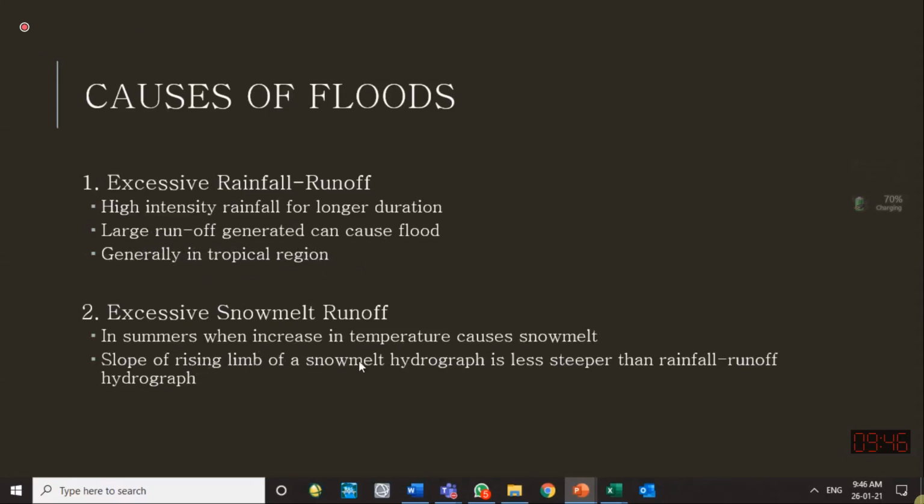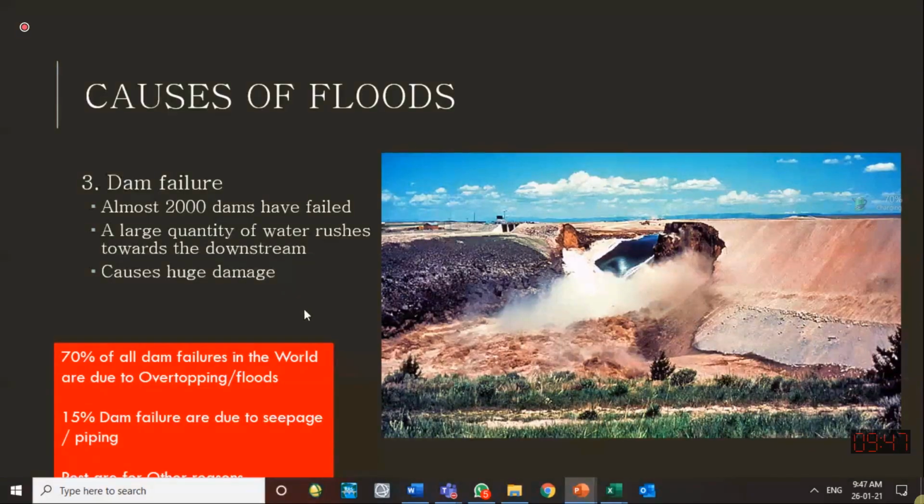Snow melt in summers, when increase in temperature causes snow melt, then flows are high, and at some place the river bank or river capacity is breached, and the flow starts overflowing the bank of the river. So we say flooding has occurred, and in that case, the reason was the snow melt, excessive snow melt. Slope of this rising hydrograph is milder, it is not steep, so we get sufficient time. So it happens in days to reach the peak flows.